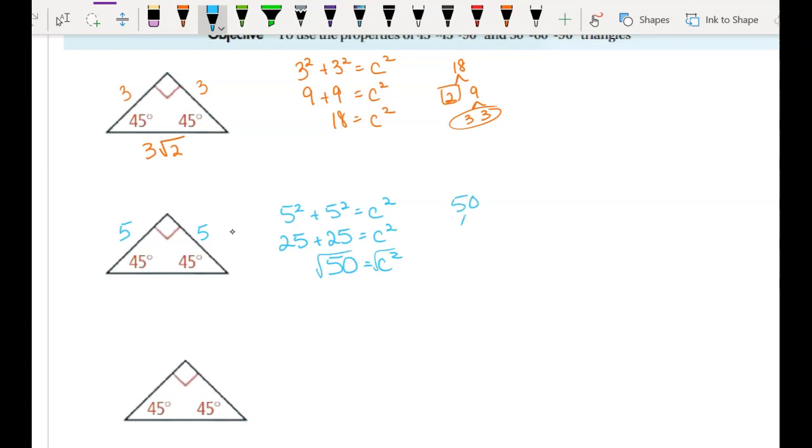So let's see what I can do for 50. 50 is 2 and 25. Oh, another perfect square, 5 and 5. Pairs go out. Singles stay home. So this one is 5 square root of 2.